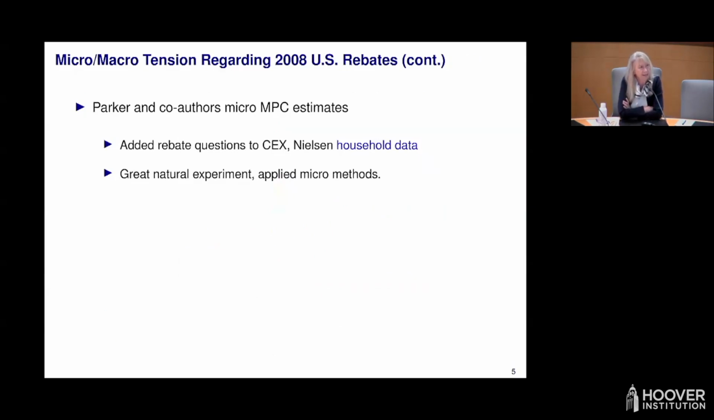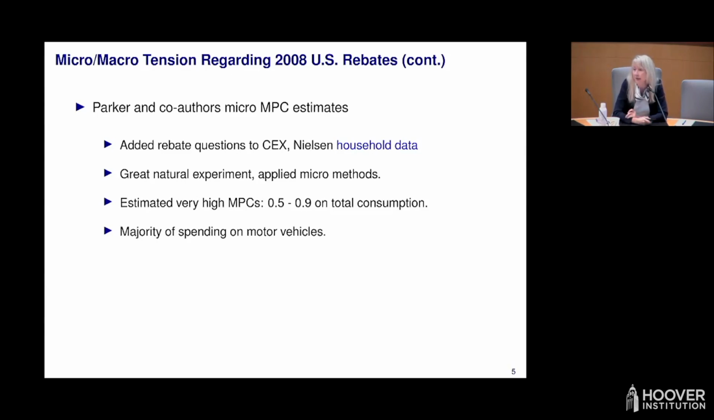Now, a few years later, Jonathan Parker and his co-authors produced some micro MPC estimates out of that rebate. It was just wonderfully entrepreneurial and foresight on their part to add rebate questions to the Consumer Expenditure Survey, the CEX, and the Nielsen Household Survey. It was a great natural experiment because the rebates were distributed over time based on the last 2 digits of the Social Security number. It was basically randomized. They used the then state-of-the-art applied micro methods, difference in differences, which is basically OLS. You know, you have your fixed effects.